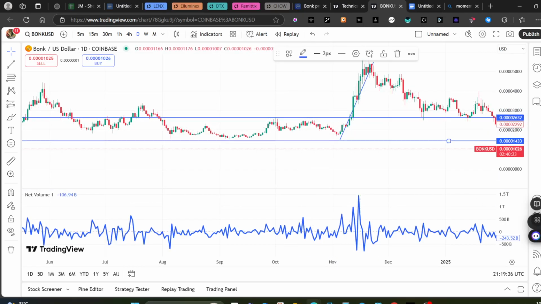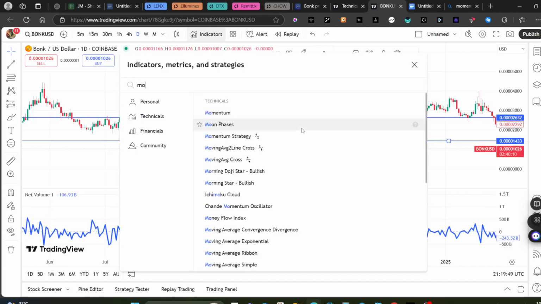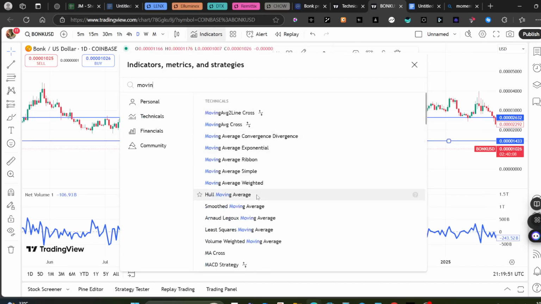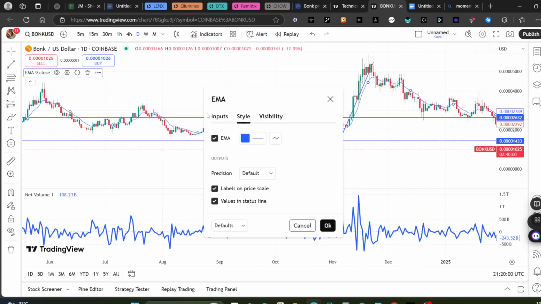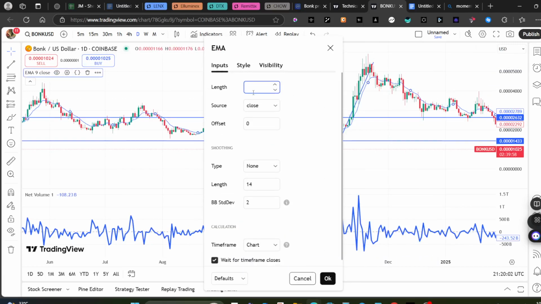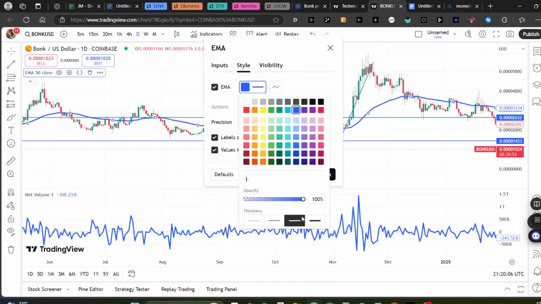in volume. Now, while the net volume indicator is powerful on its own, it works even better when combined with other indicators. For example, you can use it with moving averages to confirm trends. If we're going to be adding the moving average, let's just use the 50 EMA, for example.